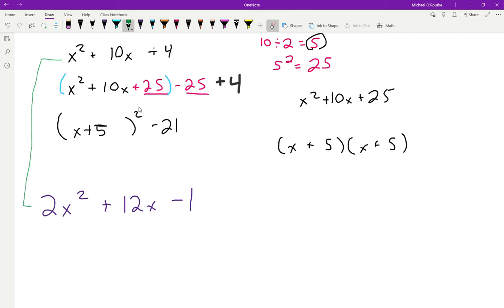Because if you remember how we made this number here, it's the square root of this, which is x, and the square root of this, which is 5. This times 2 equals our middle number, right? X times 5 times 2 equals 10x, which equals this. We can't take the square root of 2. So we need to get rid of it.